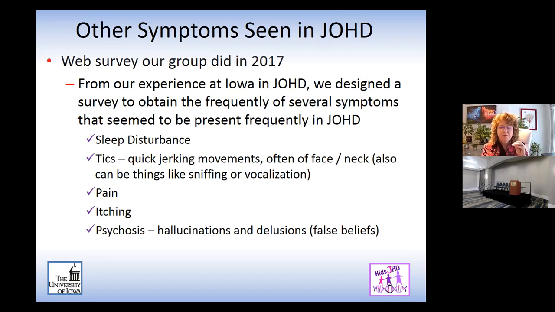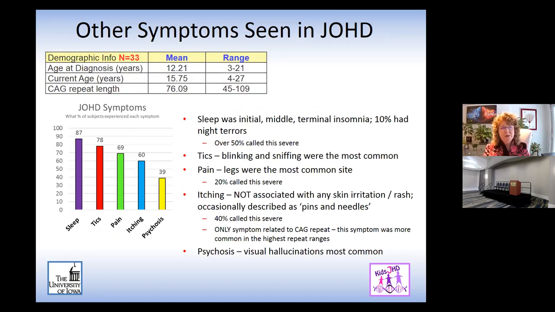And a really rare symptom of itching when there's no rash. And then psychosis, which is hallucinations and delusions. So some of these we do see in AOHD, but not that commonly. But some of these were really specific to pediatric and juvenile Huntington's disease.